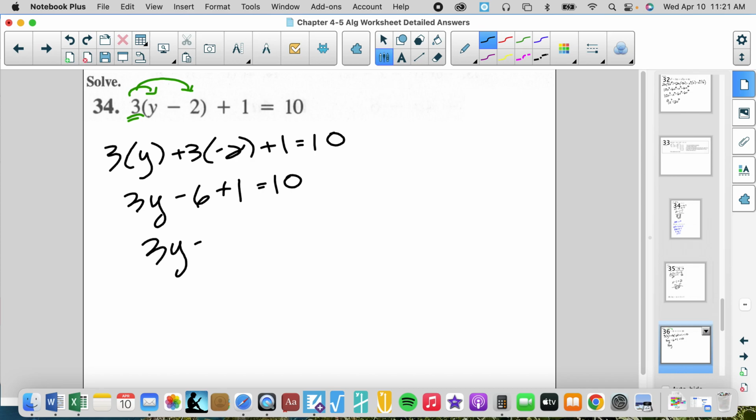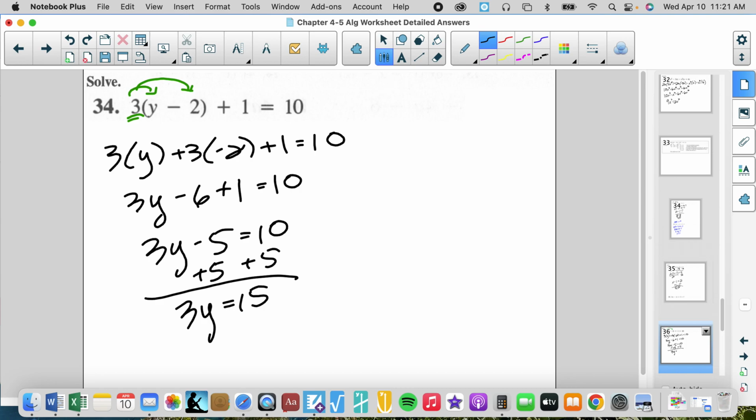And now we're going to simplify the left side. Now it's a two-step problem. Now we're going to move the -5, and now we're going to divide by 3, and we get y equals 5. Okay?